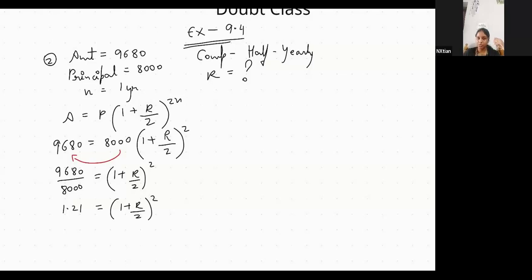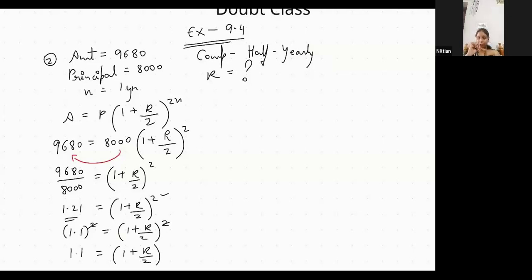Now 1.21, I will take the square root. What number, when I multiply it with itself, gives 1.21? Because here it is squared and I need to remove the square, I take the square root on both sides. The square root of 1.21 is 1.1. So 1.1 equals 1 plus r by 2 raised to the power 2. Now you can cancel the square root and the 2, both. So I will get 1.1 equals 1 plus r by 2.